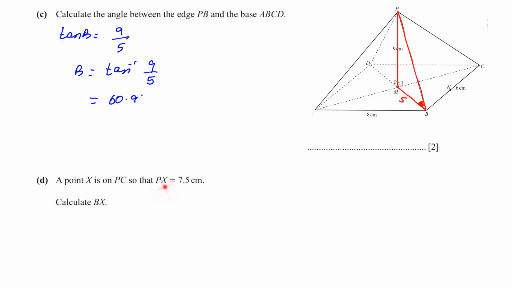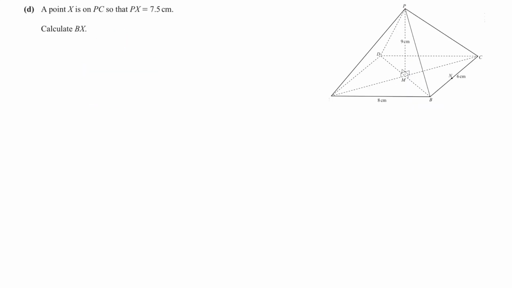Next, a point X is on PC so that PX is equal to 7.5 centimeter. Calculate BX. The only information we have been given is that point X is on PC and that PX is 7.5. Suppose this is X here, and PX is 7.5. Before we find BX, we'll have to find a lot of other things.